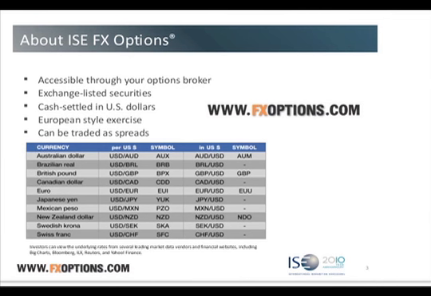A little bit about these ISE options. They are accessible through your options broker. They're exchange-listed securities. They're cash-settled in U.S. dollars, European style. They can be traded as spreads. Brand new, as of this Friday, we'll be trading these options at 7:30 Eastern Time. So we're going to open 2 hours early. We've been hearing a lot of requests from European traders. So we've listened to those requests, and we will be trading 7:30 Eastern Time, and we'll be going to 4:15. The symbols are right there, so you can always refer to those.